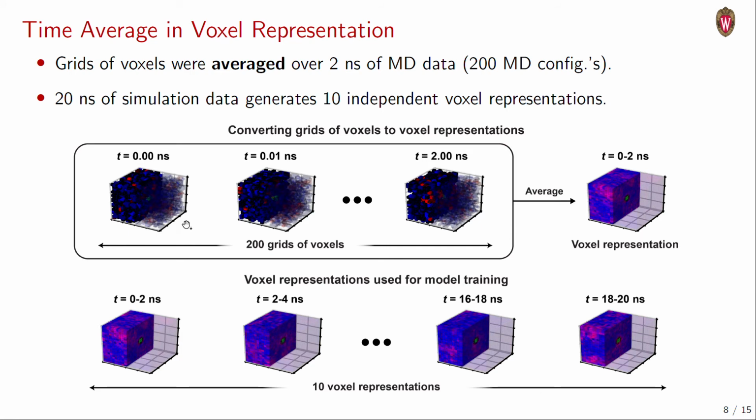To capture the preferential locations of solvent molecules relative to the reactant as they diffuse within the cubic volume, and to prevent the voxels from being unoccupied, we average grid values obtained from multiple consecutive MD configurations to generate a single averaged grid of voxels that we define as voxel representation. Specifically, each voxel representation was generated by averaging grid values from 2 nanoseconds of MD data. And the 20 nanoseconds of MD data can produce 10 voxel representations.